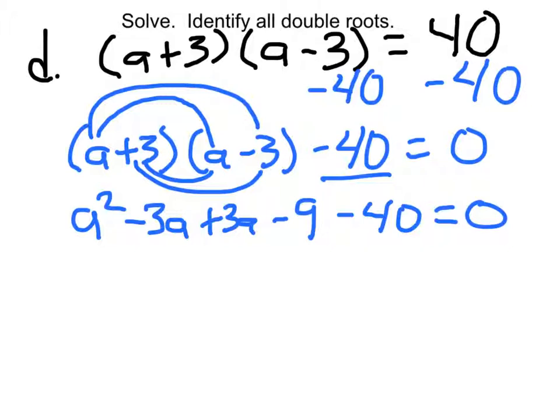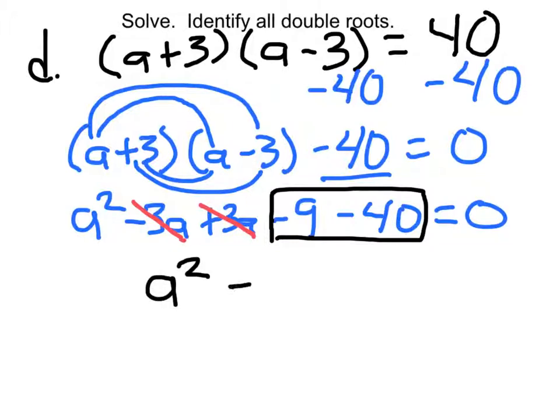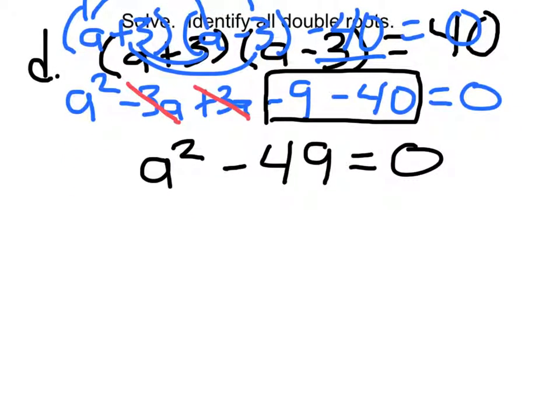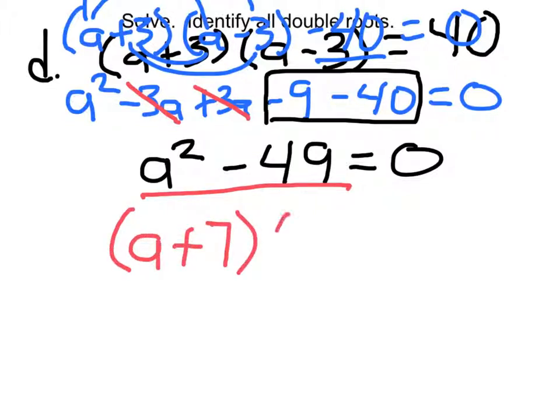So now, after I have that, these two are opposite, so cancel, cancel. And then I can combine these two right here. And I get a squared, and then minus 49 equals 0. Now I notice right here, this a squared minus 49 is a difference of squares. So I know it factors to a plus 7 times a minus 7. Set that equal to 0.